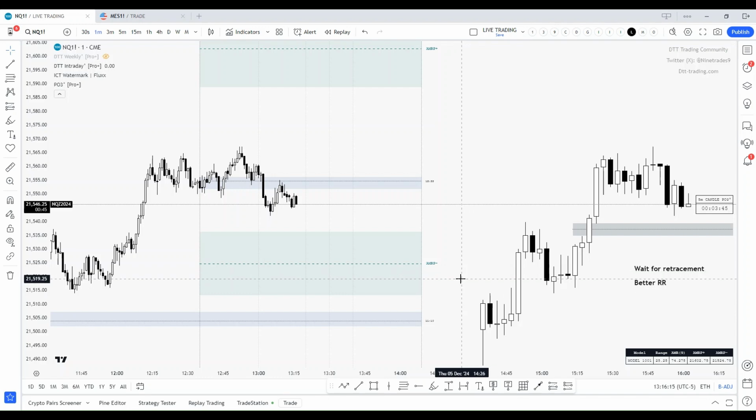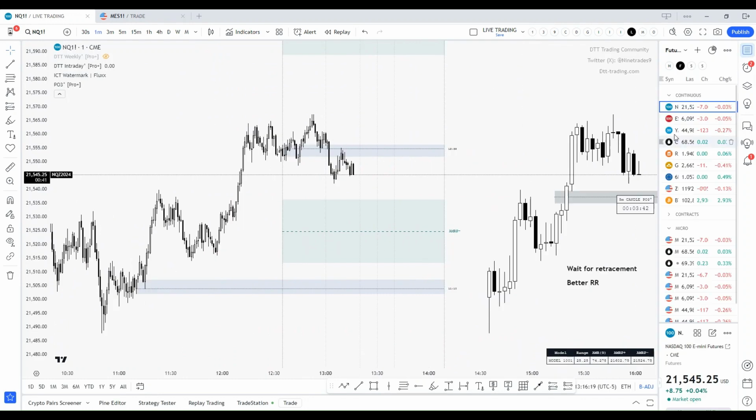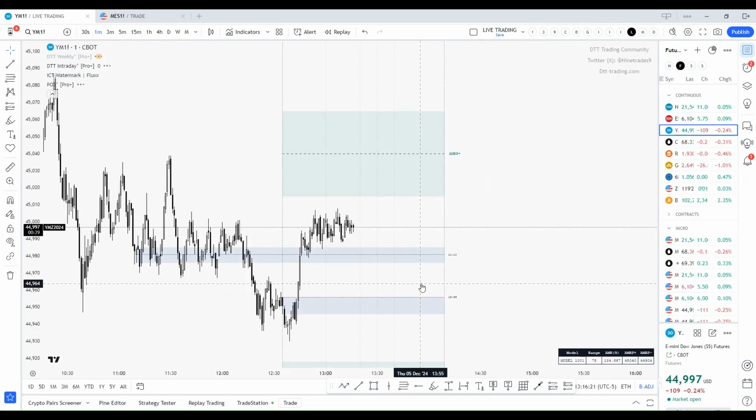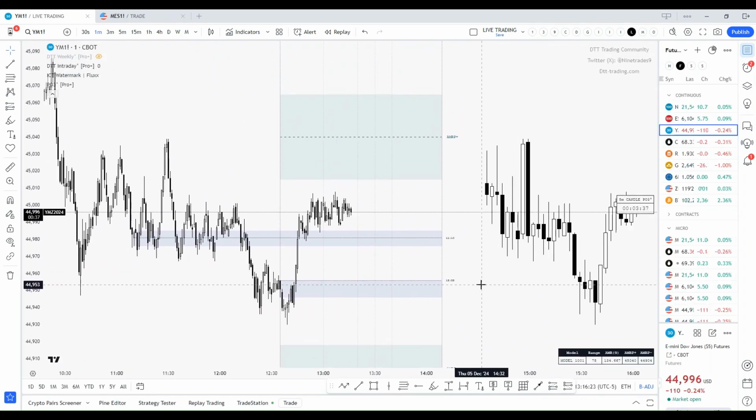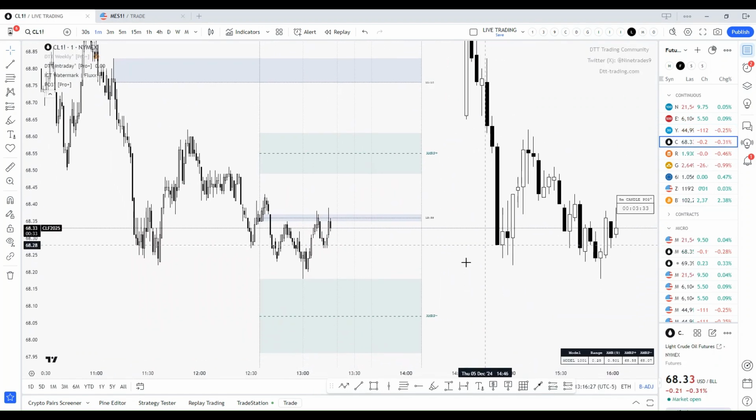That's what we do day in, day out, right? You can do this with any ticker symbol. It could be YM, it could be the S&P, as we see here. It could be on crude oil. Same thing. Quick little tap on AMRP, bounces off that, comes back up.